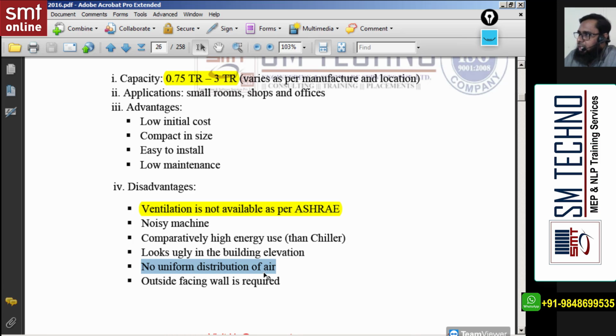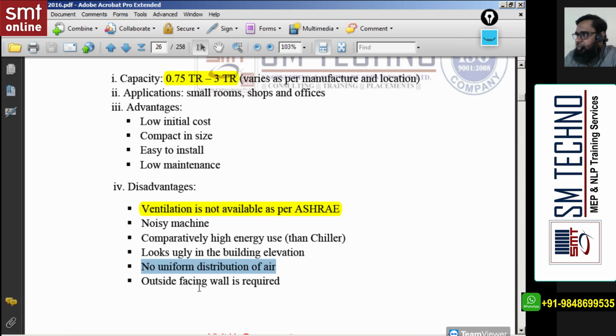This is also one major disadvantage. We already learned that in air conditioning, air motion and distribution is the fourth parameter. This machine cannot provide uniform distribution of air because we are installing it at one side or in between the room, not on the ceiling, so it will supply the air in one direction. So you cannot expect uniform distribution of air. For uniform distribution, we can use either a ceiling fan or a separate wall mounted fan. So this is also one major drawback.